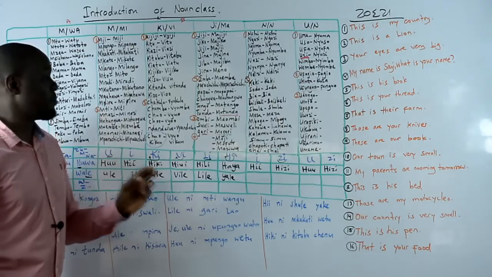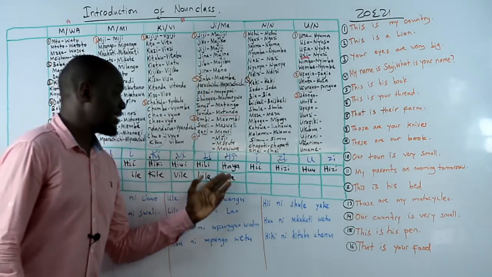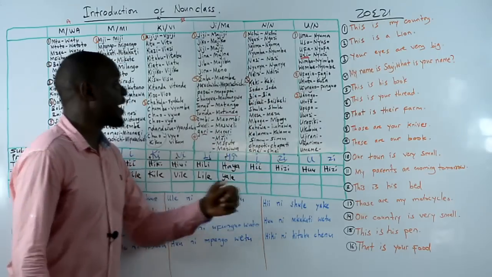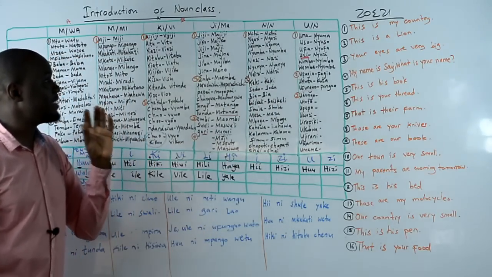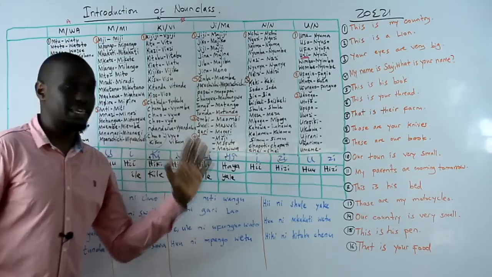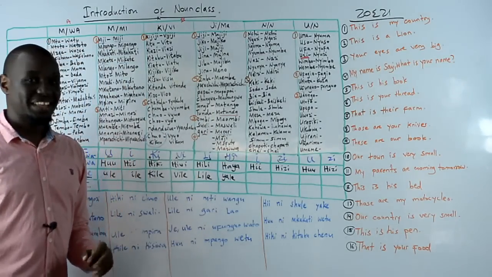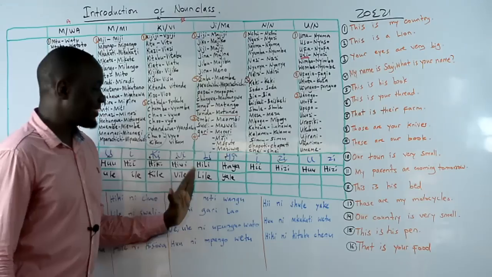That is the name. Lile ni jina. Those are names. Yale ni majina. And how do you say that is the kitchen? Lile ni jiko. Those are kitchens. Yale ni majiko. You see that? That is how we do that and those.